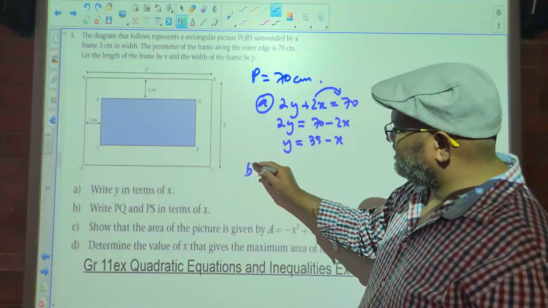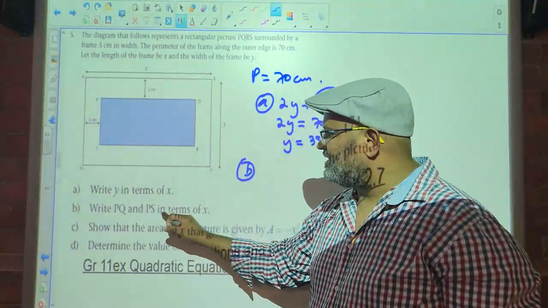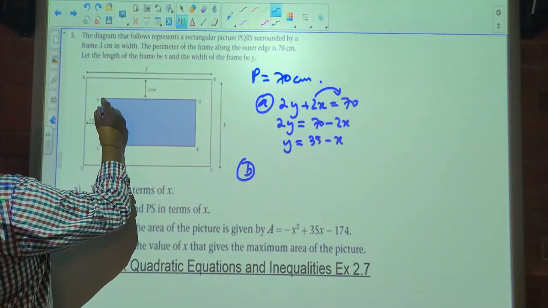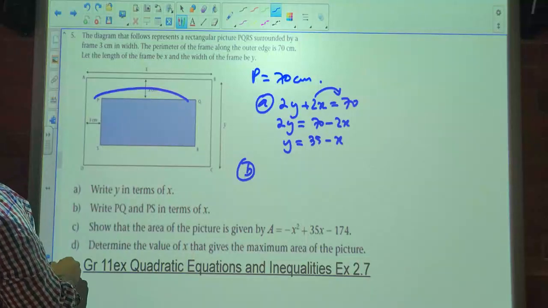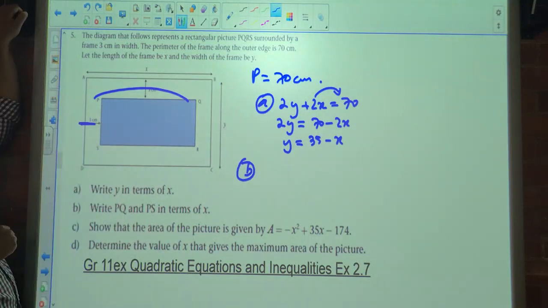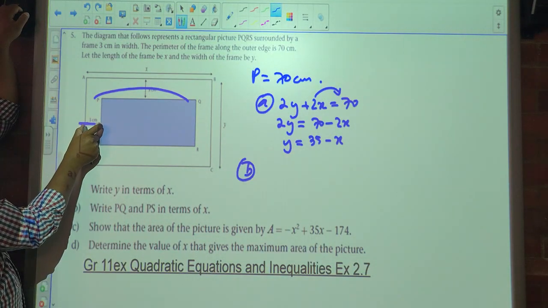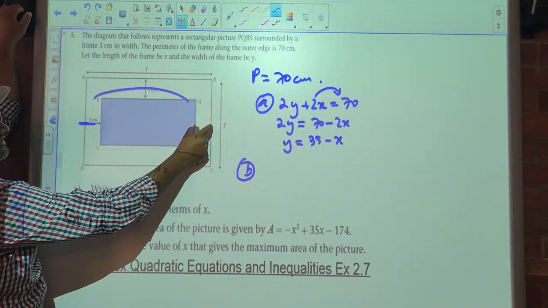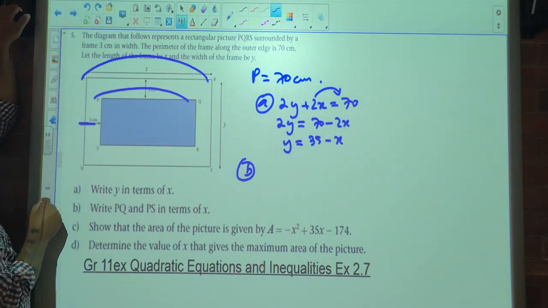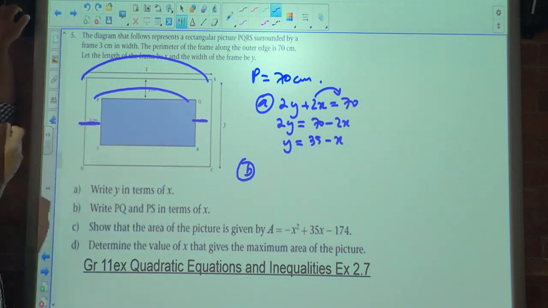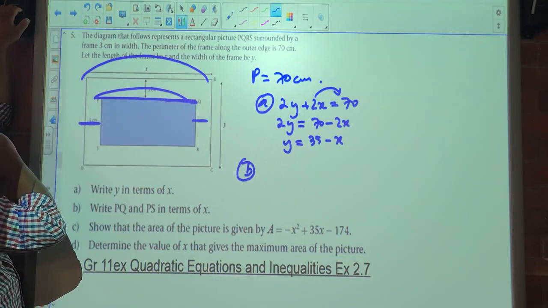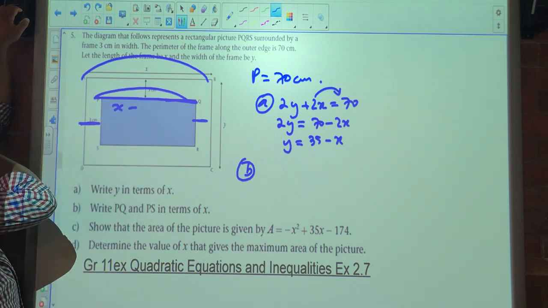Right. P, Q and R is in terms of x. So PQ, which is this length here. But we know that this length is what? X, not so? What is this length? This length here? 3. And this length? 3. So if this whole length is X, and I'm taking 3 off from here and 3 off from here, how much am I taking off in total? 6. So then what is this length in terms of X? X minus 6.